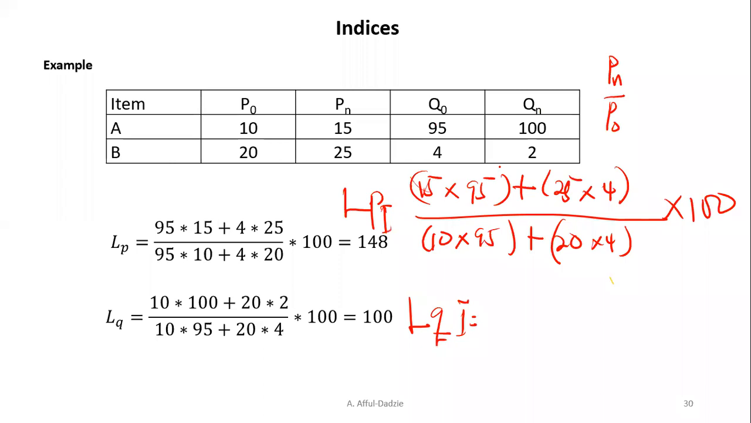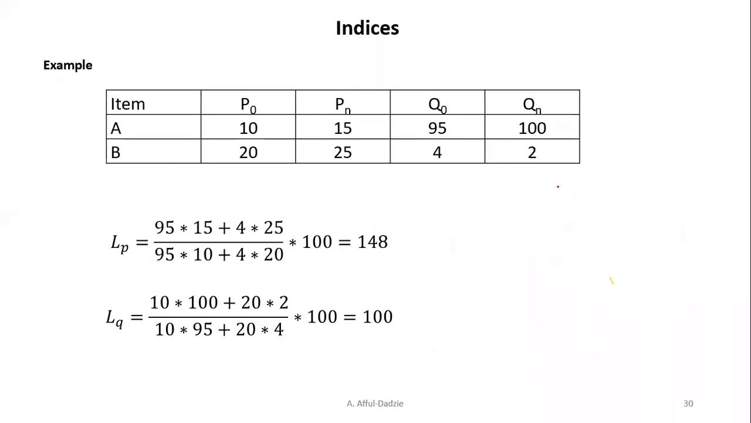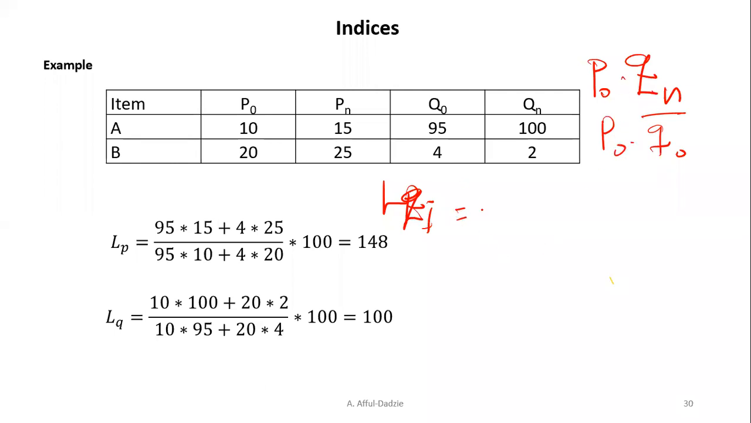Now, for quantity index, let's clean it. So for the Laspeyres quantity index, we know that to find the quantity index, it is the current quantity over the base quantity. But here, because it's quantity, we will use the base price as the weights. Okay, so here we would say, this is the current quantity, we would have 100 times its respective base price, which is 10, plus the next one is 2, which is the current quantity, and the respective base price is 20.